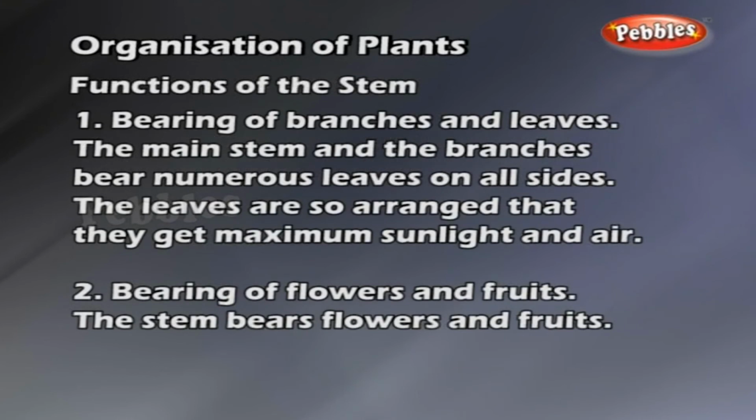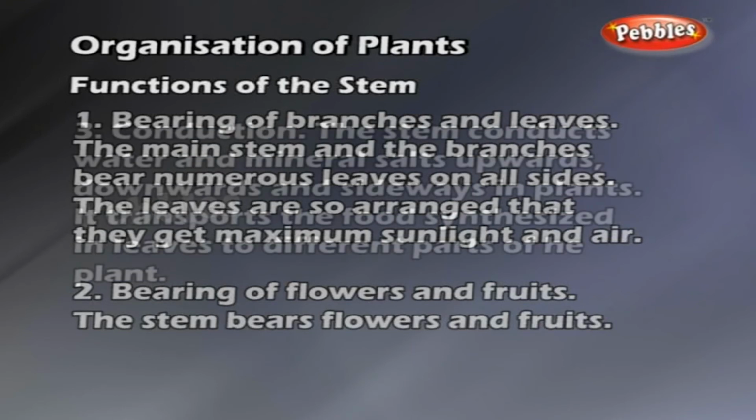Functions of the stem. Bearing of branches and leaves. The main stem and the branches bear numerous leaves on all sides. The leaves are so arranged that they get maximum sunlight and air. Bearing of flowers and fruits. The stem bears flowers and fruits.